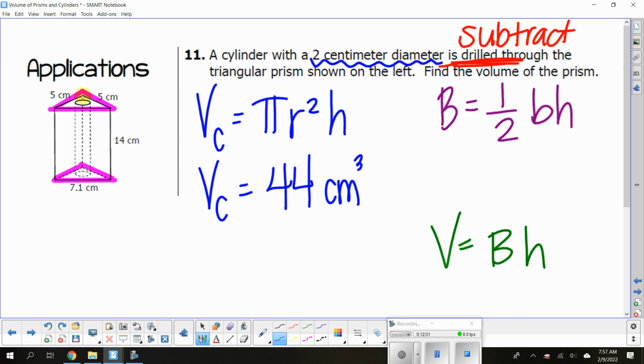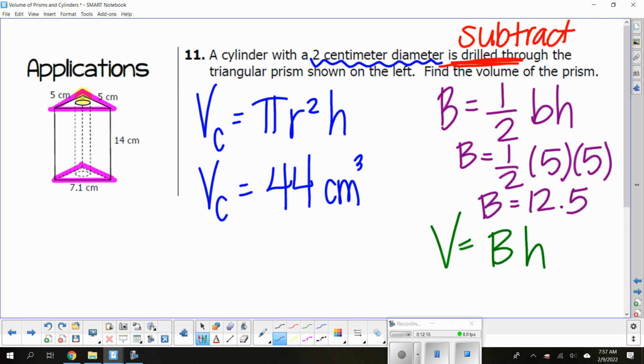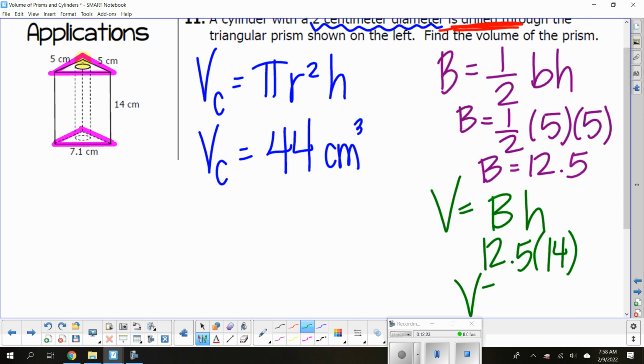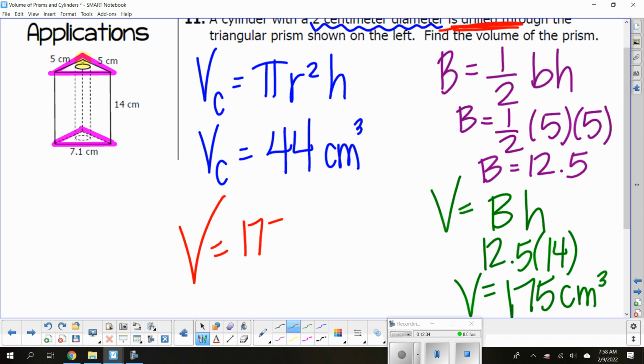Alright, so for the area, if we were to just fill that in, 1/2 base, which is 5, times height, which is 5, because those are my two perpendicular segments. For that, you're going to get 12.5. So again, taking that, finding volume, I take 12.5, multiply it by the overall height, which is 14. So we should get a volume of 175 centimeters cubed. So lastly, I'm subtracting these two to find the overall volume. Again, it's drilled through. And that should give me 131 centimeters cubed.